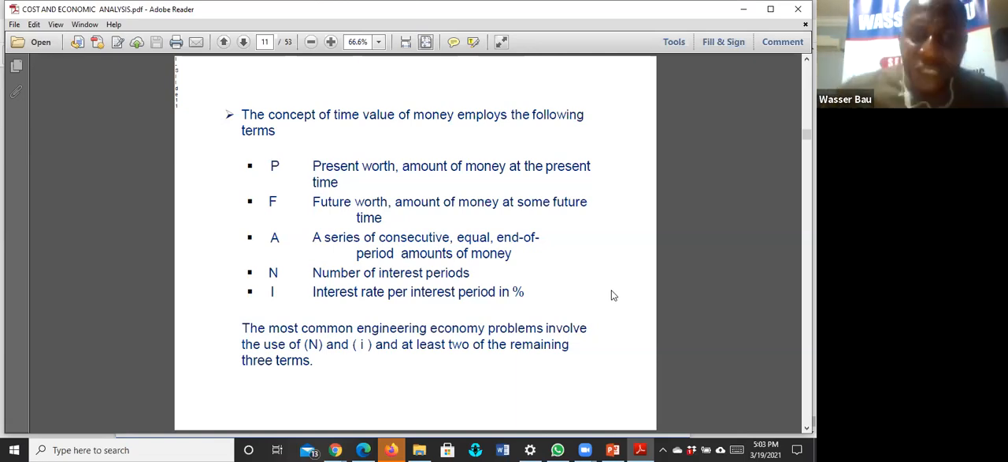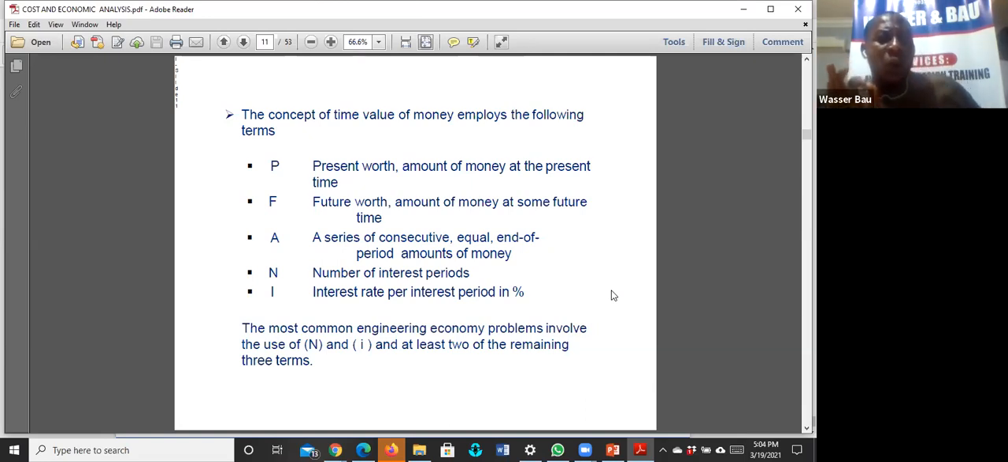Now, I want us to put on our thinking cap very well, because now I want us to get familiar. Some of us are already familiar with this; if you have done an MBA, I think you must have passed all this. The present worth will be represented by P.